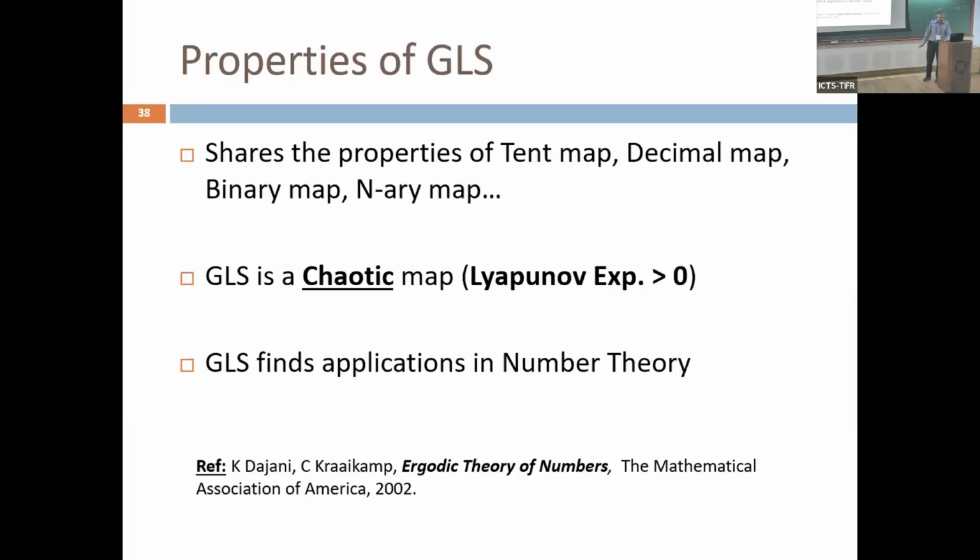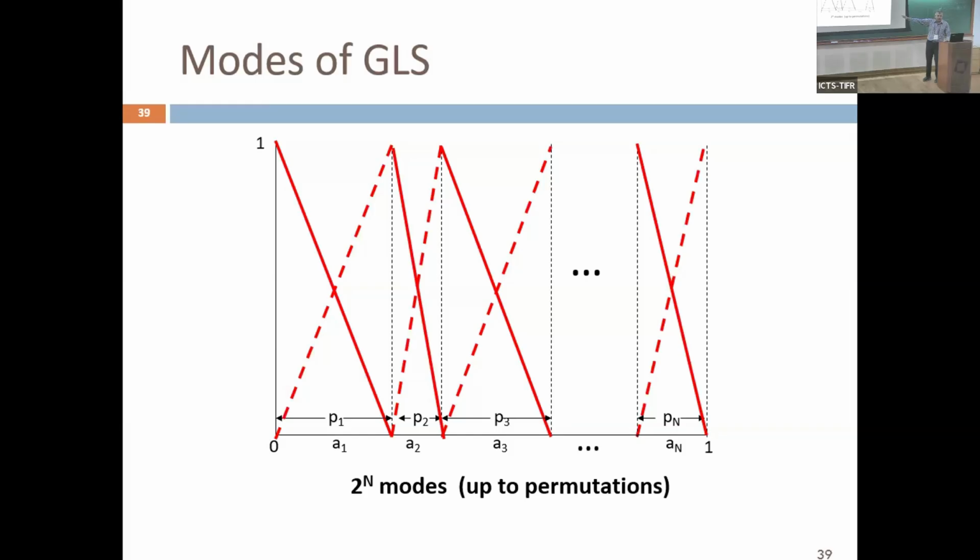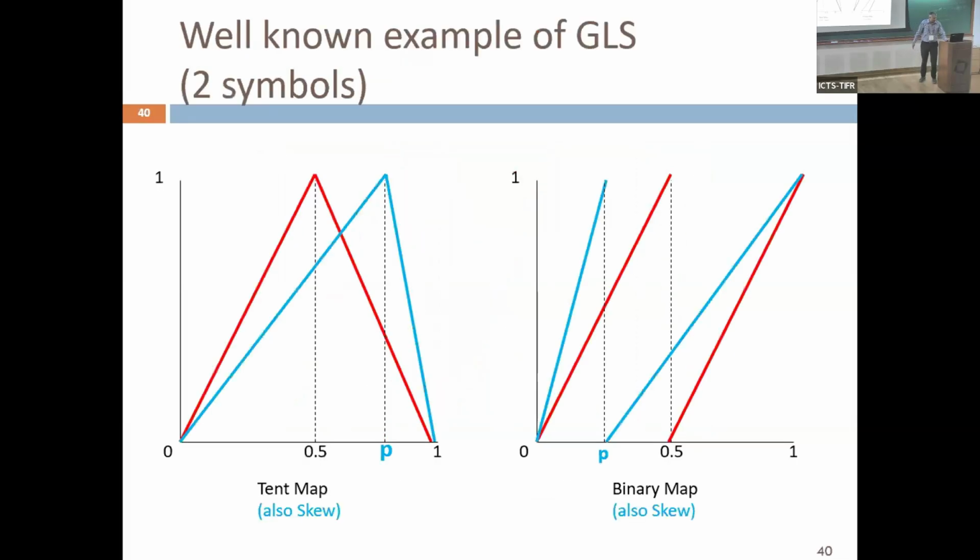But what is of interest is, you can do many things. You can tilt the slopes, you can make it positive, negative. You can play around with all that. And of course, the tent map, the famous tent map, which is continuous but not differentiable. It's not differentiable at 0.5. That is very much a GLS, right? And then you have the skew versions and all these guys you have.